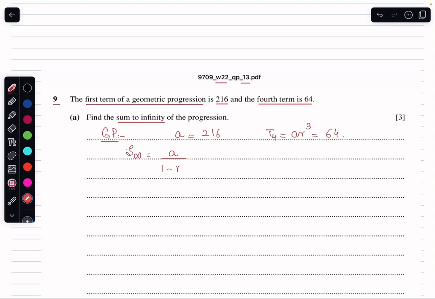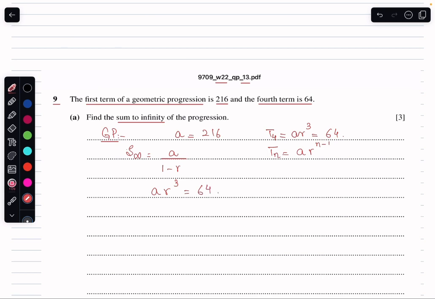So to get the common ratio, I will be using the formula ar cubed, which equals 64. T4 equals ar cubed, or to write the term formula, Tn equals ar to the power n minus 1. This is the general term formula for the nth term of a geometric progression. ar cubed equals 64, since we are talking about the fourth term.